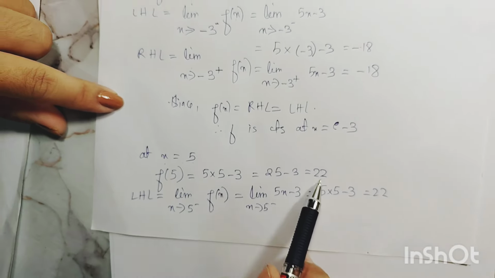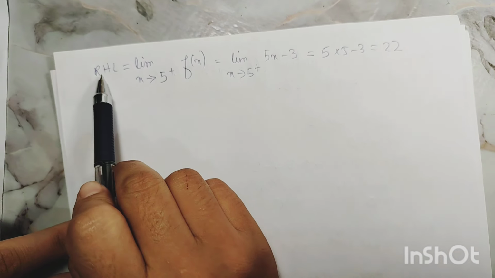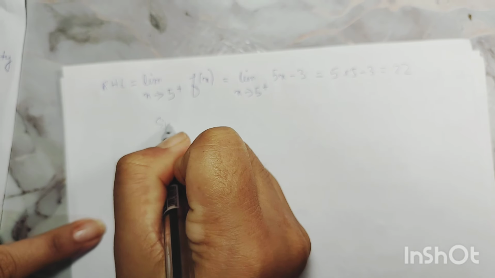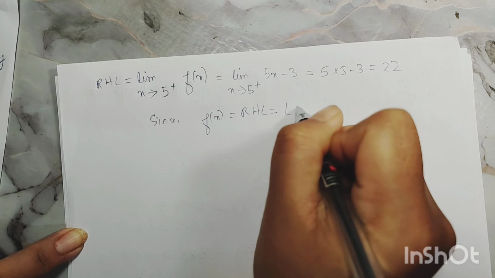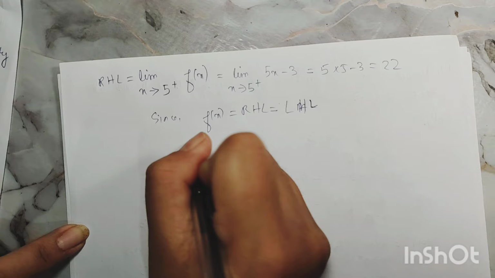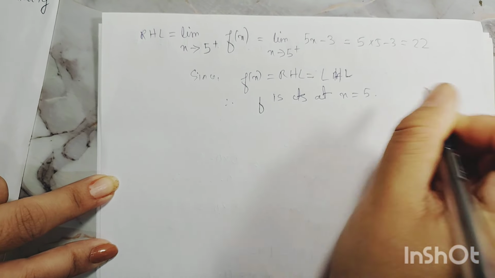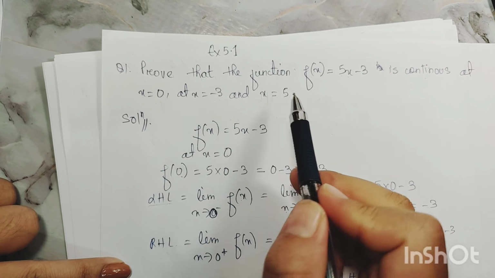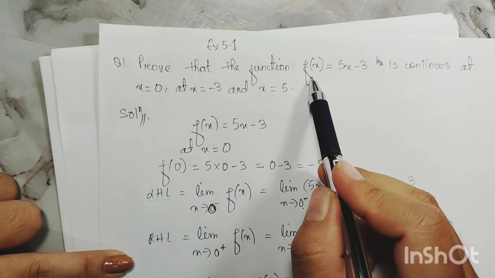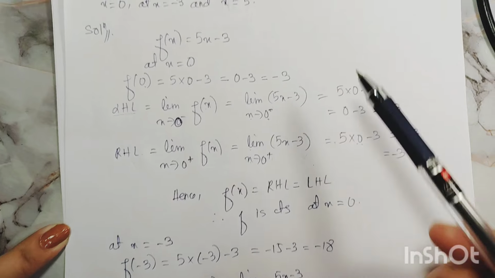The function value is 22, the left hand limit is 22, and the right hand limit is 22. Since f of x equals the right hand limit equals the left hand limit, therefore f is continuous at x equals 5. That's all. The equations are x equals 0, x equals minus 3, x equals 5, so we have proved the function is continuous. Exercise 5.1 question number 1 is done.